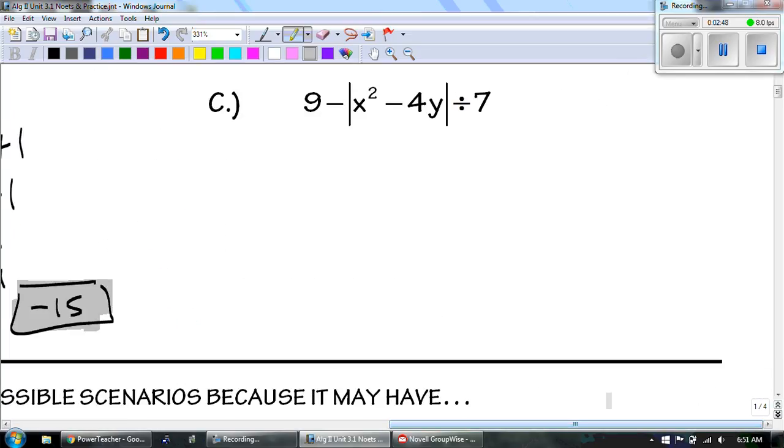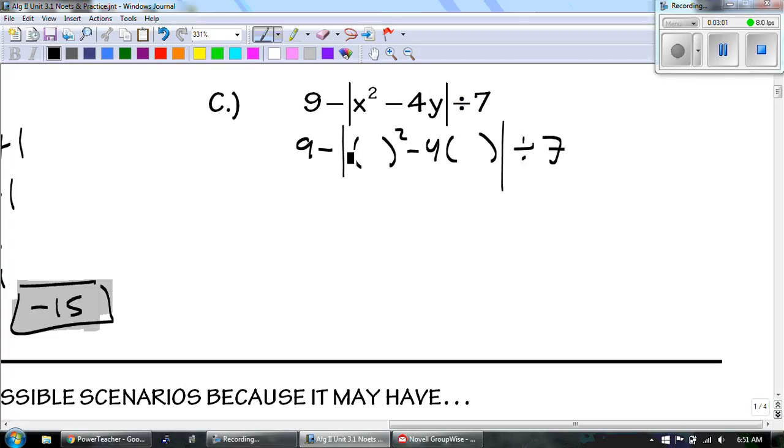All right, last one. C. We have 9 minus the absolute value of x squared minus 4 times y, divided by 7. Okay, so we've got our 4 and then our -3. Okay, so order of operations, we have to do exponents first. So 4 squared is 16 minus 4 times -3, divided by 7.